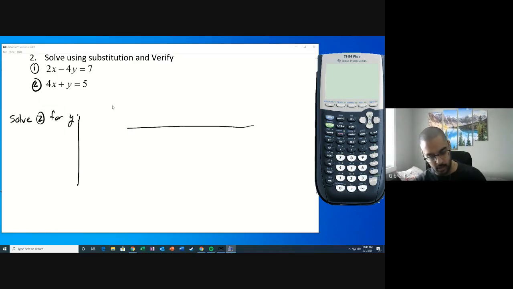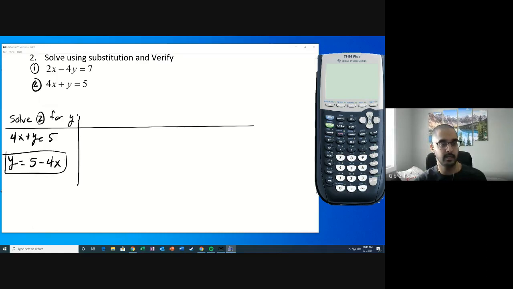Let's make our chart again. Okay. So 4x plus y is equal to 5. That means y is equal to 5 minus 4x. Since I got that from the second equation, we're going to put it into the first equation. So y is now going to go into equation 1. So equation 1 was 2x minus 4y equals 7. So that means 2x minus 4 times (5 minus 4x) is equal to 7.